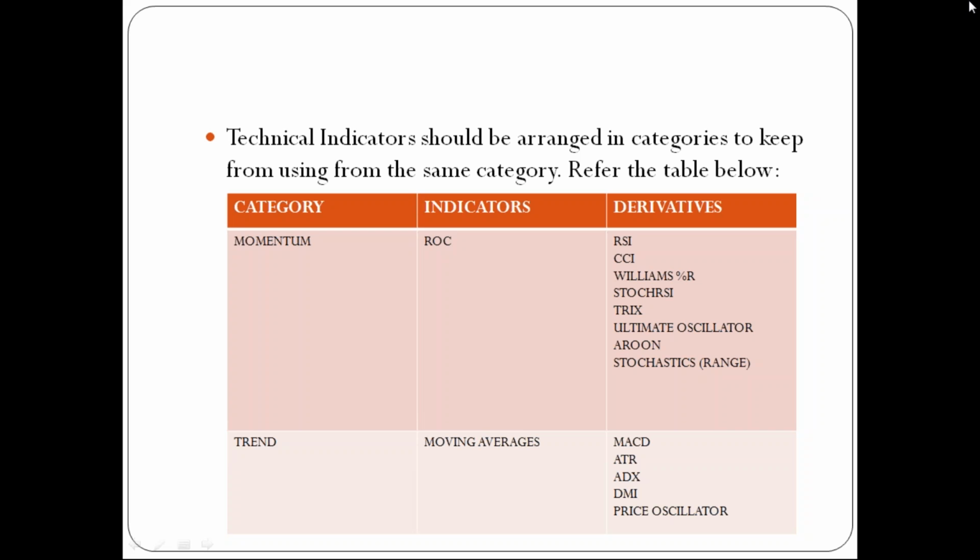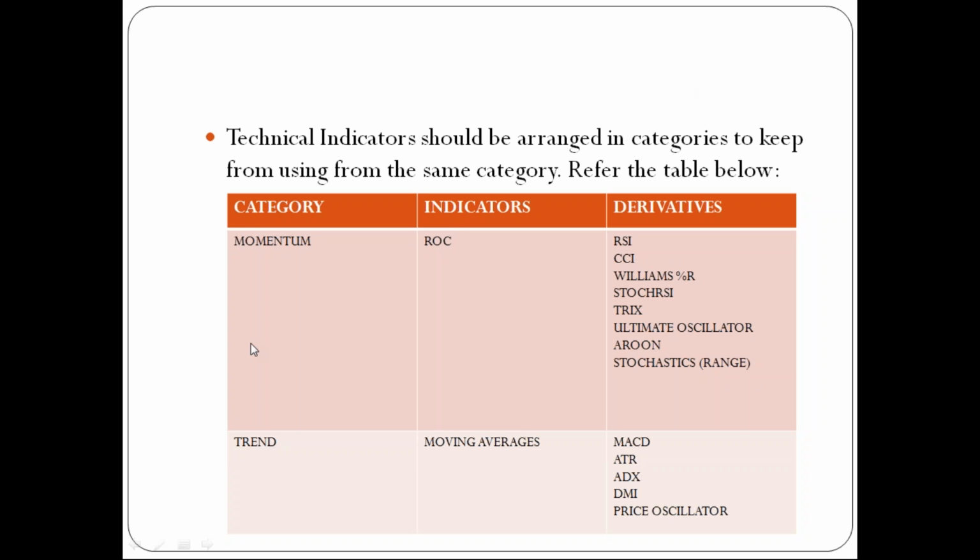So technical indicators should be arranged in categories to keep from using the same category together. Now, what I have done is I have categorized the different technical indicators into categories, so it will be easy for you when you use them. You make sure that you don't use the same category of indicators.